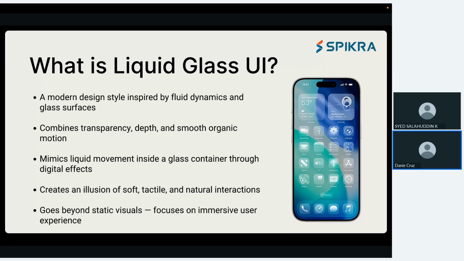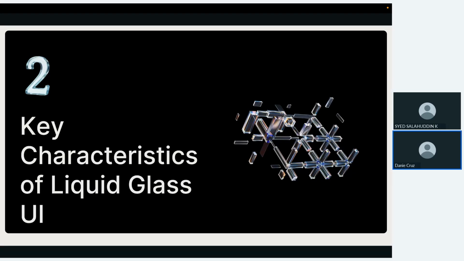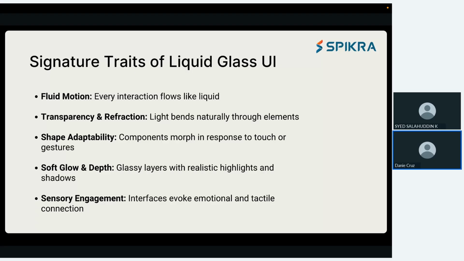We'll jump into the second topic called key characteristics of liquid glass UI. There are a few traits that define liquid glass UI. First, fluid motion. So fluid motion is everything responds like liquid, like sliders, buttons, menus. So that gives the sense of softness and a natural environment.